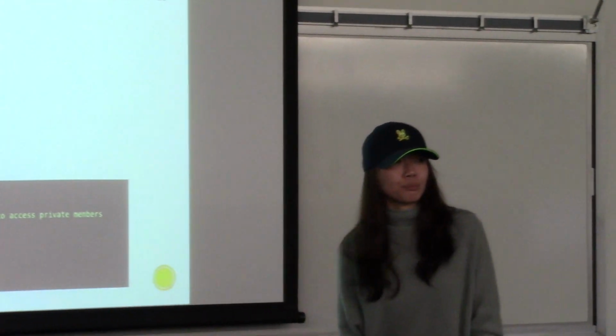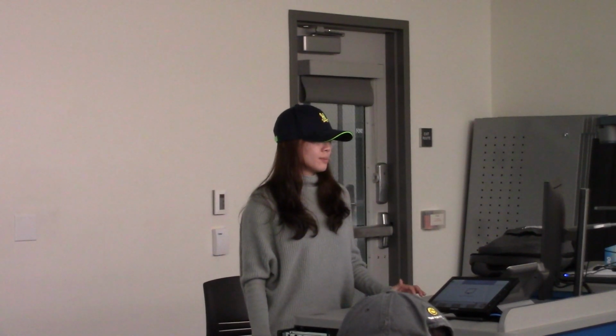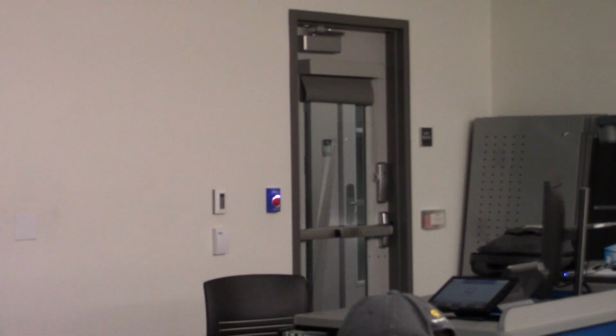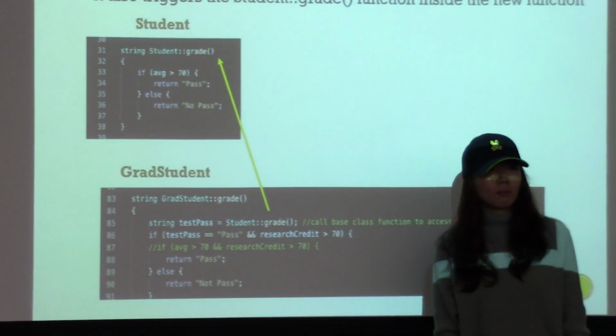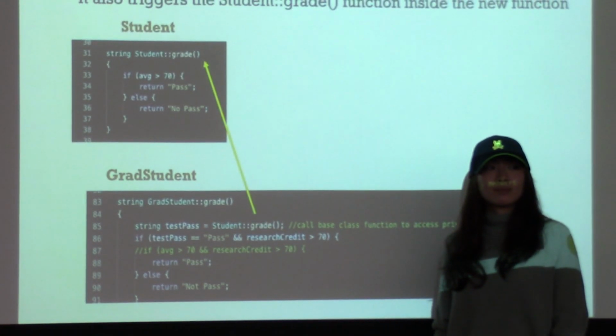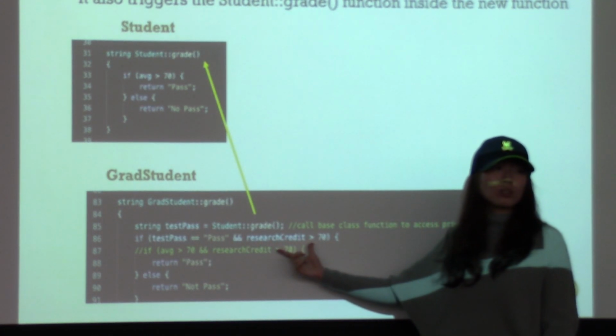So you mentioned that, what is research credit then? If we cannot get average, what is research credit in the grad student? Research credit is a private member of grad student and grad student only. So we basically calculate average again, or? You basically say that you have to pass tests and you also have to pass research.